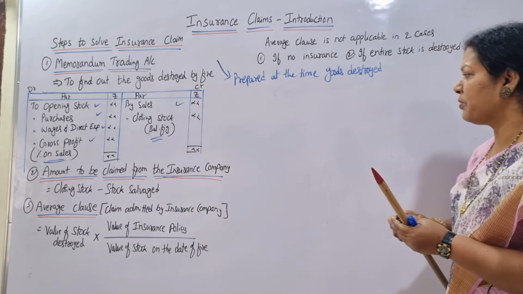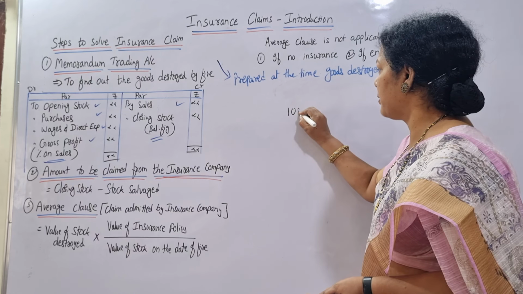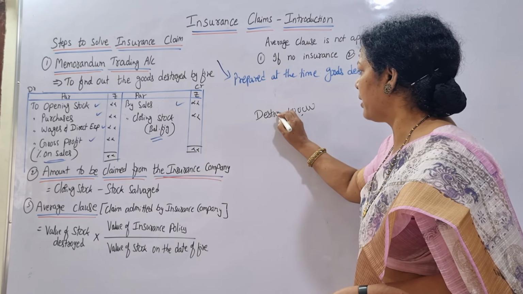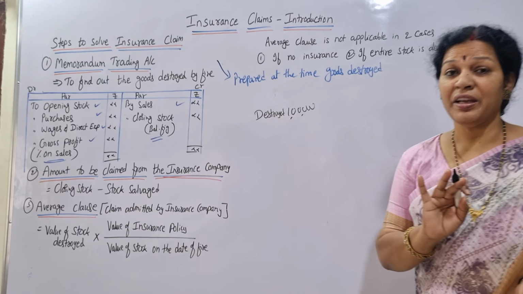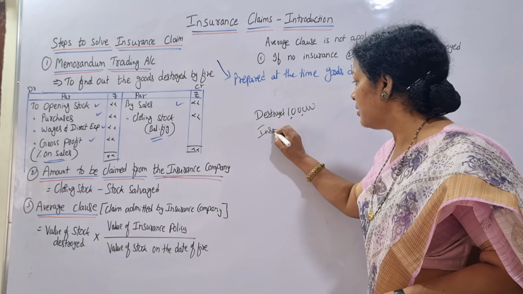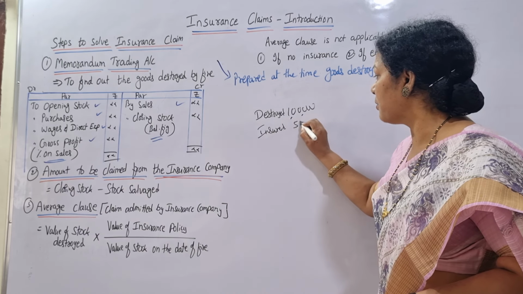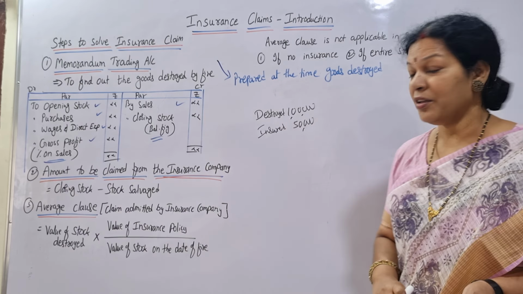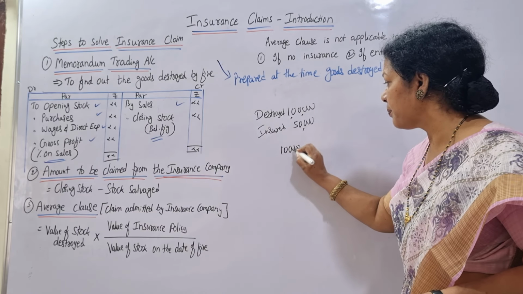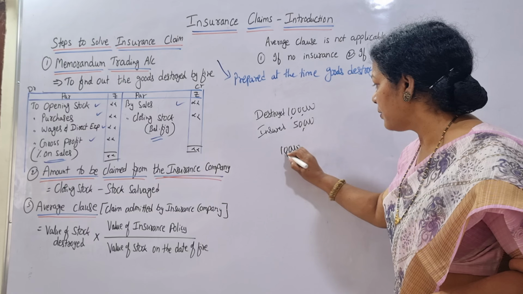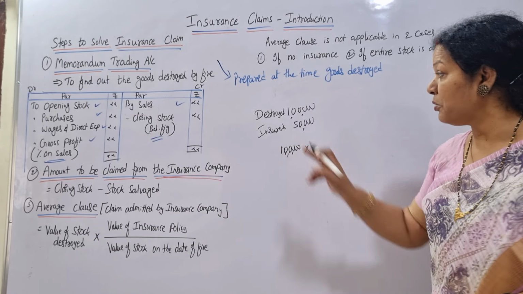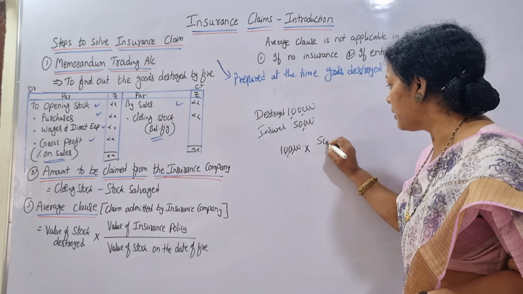Suppose stock destroyed is 1 lakh. Total stock is destroyed 1 lakh, but we have insured only for 50,000. So stock destroyed is 1 lakh, into value of insurance policy. How much we have insured? We have insured for 50,000.